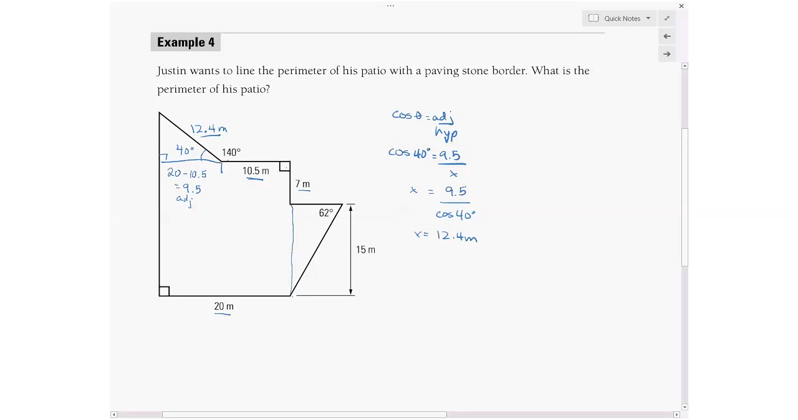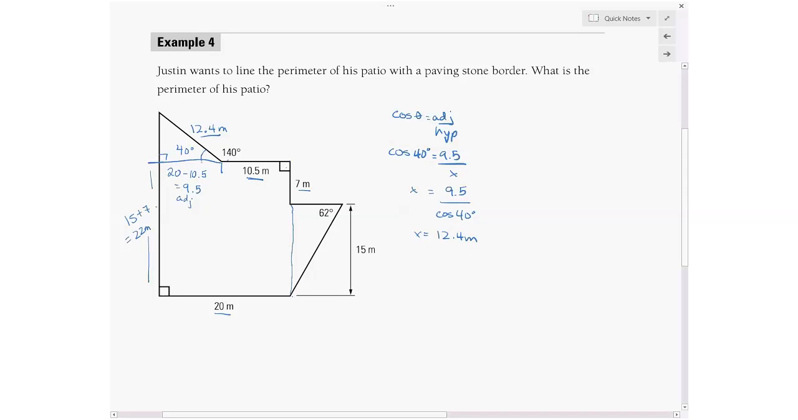So now I've got this, I have the 10.5, I have the 7. Oh, I don't have this side here. But before I get there, let's go back. What else am I missing? Well, I know that from here to here is 7 meters, and from here to here is 15 meters. So this has to be 15 plus 7, from here to here, which is 22 meters. But I don't know how long this piece is.